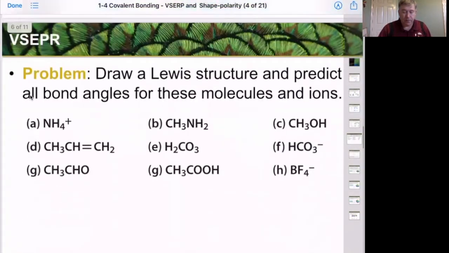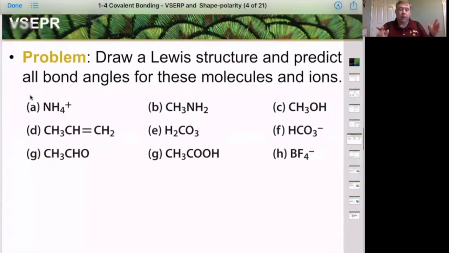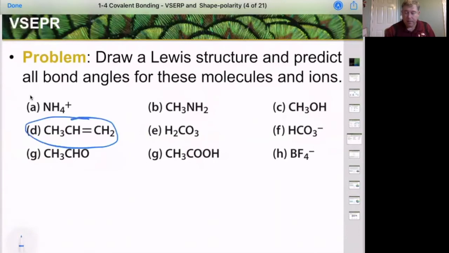Okay, so let's use our valence shell electron pair repulsion theory and draw our Lewis dot structure and then predict our bond angles. I'm going to do 2 of these, and then I want you to go ahead and do the other ones on your own, okay? So I'm going to randomly pick this one and this one right here. Okay, so let's start with this one.